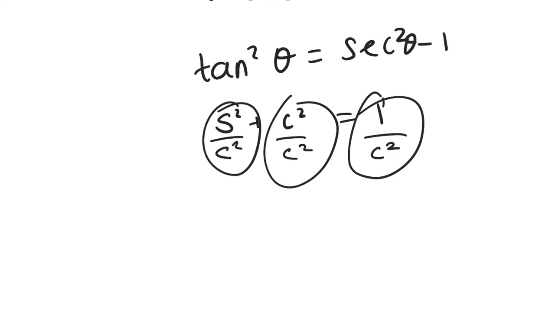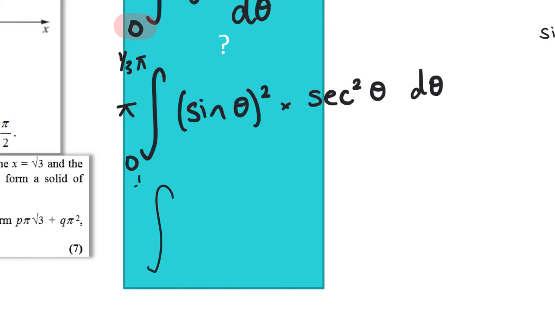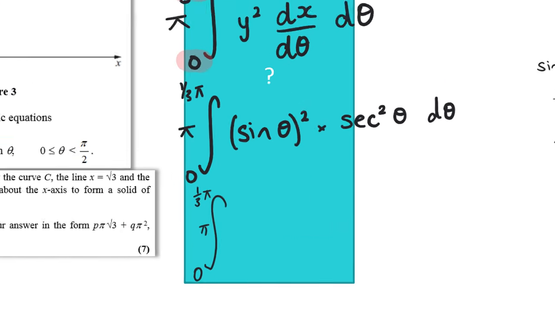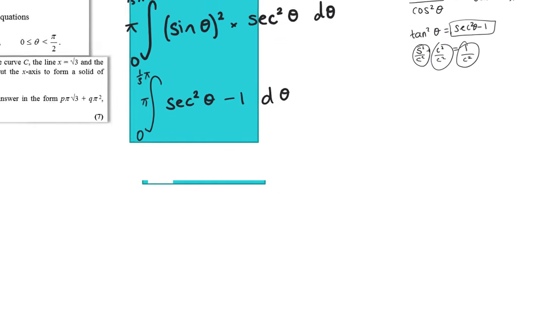Now, literally, whenever I'm doing this in the exam, I've got the formula book in my hand. Can I integrate sec squared? I can. Okay, can I integrate minus 1? I can. I now have this in a form I can integrate. So I know that sec squared minus 1 is what I'm going to use, from the trig identity. So now I'm going to integrate, from 0 to a third pi, sec squared theta minus 1 with respect to theta. Okay, so now I'm going to integrate.